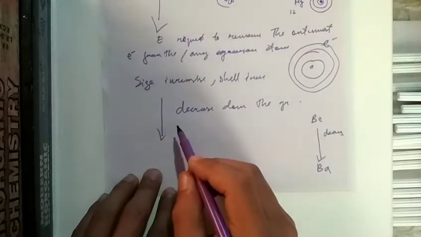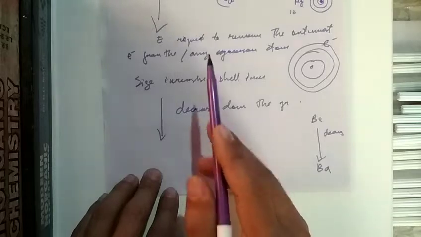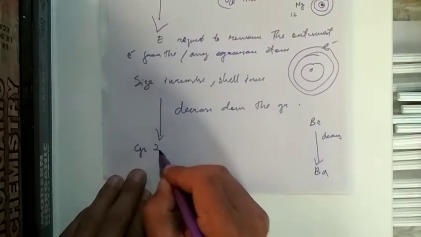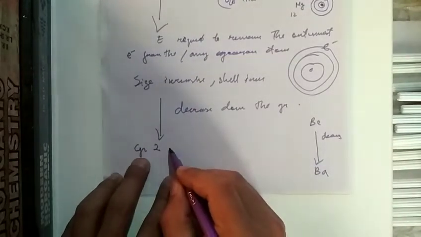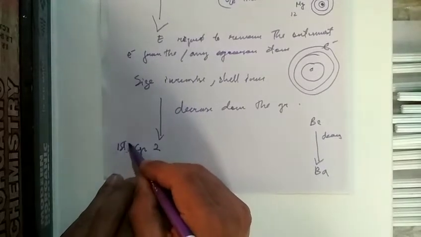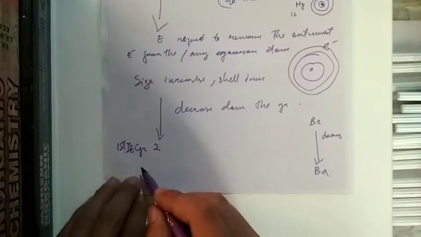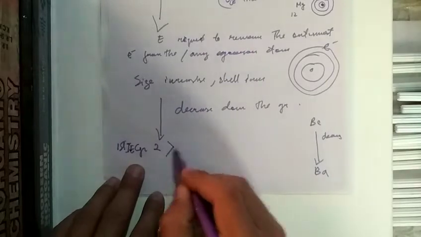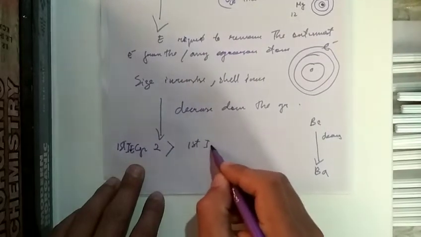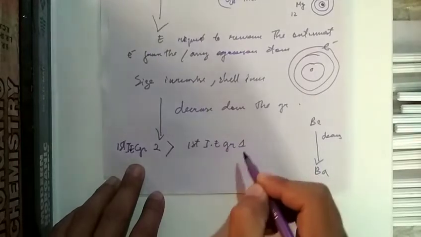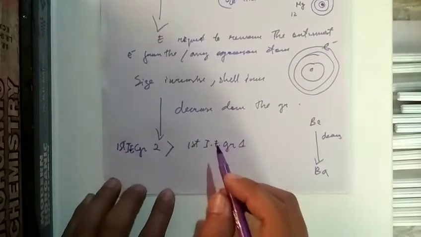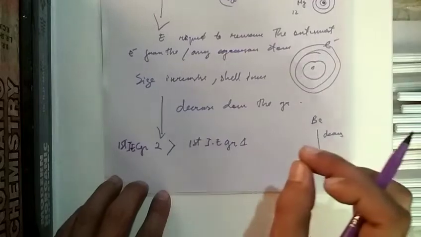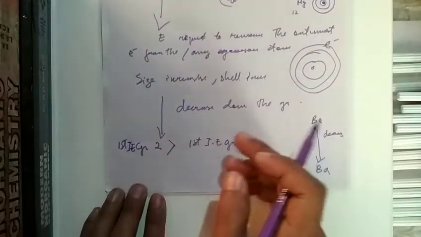So we are going to compare the ionization enthalpy of group 1 and group 2. I'm writing in short form: the first ionization enthalpy (IE) of group 2 is greater than the first ionization enthalpy of group 1. This first ionization enthalpy means removal of the first electron from its outermost shell.